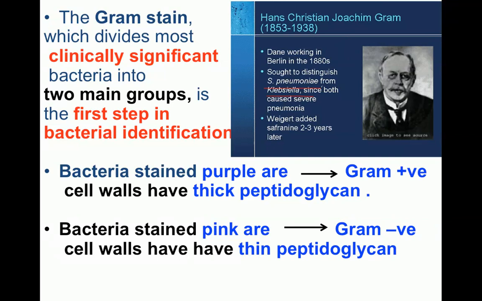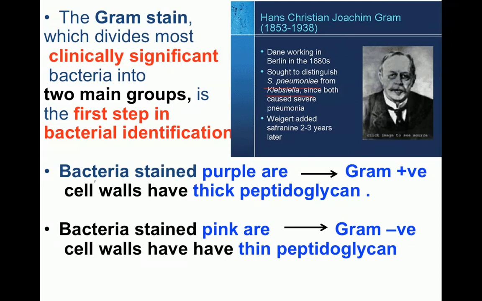Both are responsible for pneumonia, but Klebsiella are gram negative, whereas Strep pneumoniae are gram positive. Hans Christian Gram was the one who first identified bacteria on the basis of gram staining, whether they are gram positive or gram negative in nature. It is very, very important. The stain constitutes the first step towards bacterial classification and identification. So the first step towards classification is whether the organisms are gram positive or gram negative.